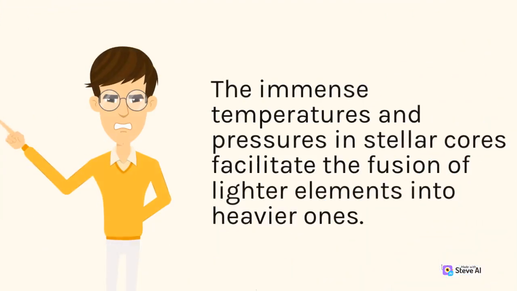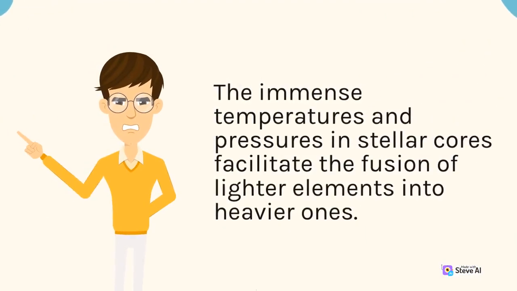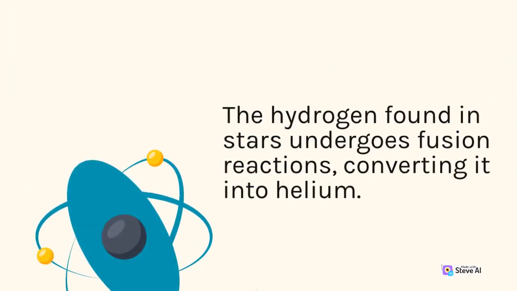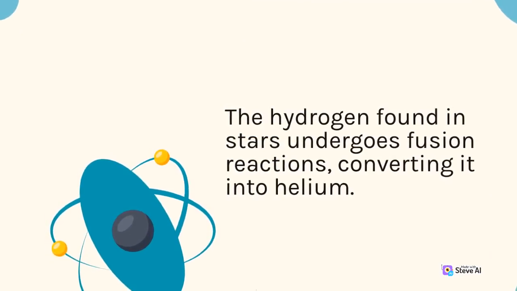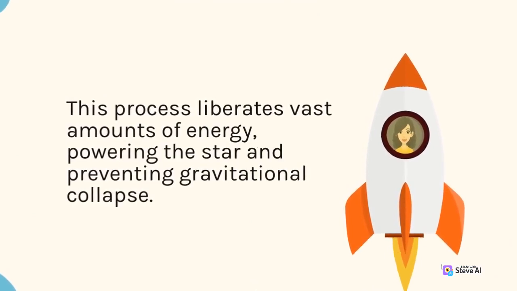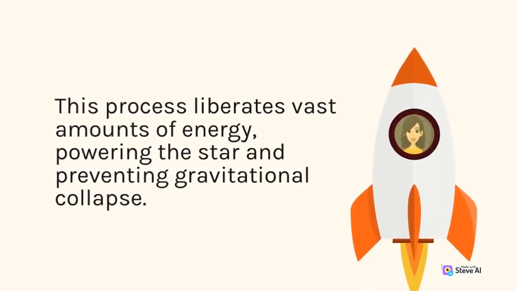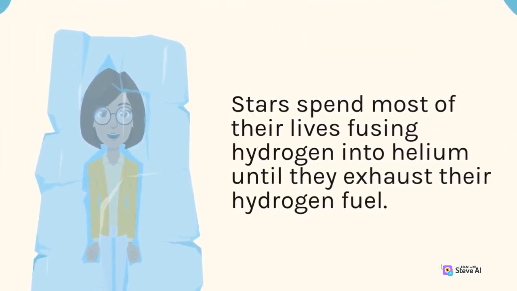The immense temperatures and pressures in stellar cores facilitate the fusion of lighter elements into heavier ones. The hydrogen found in stars undergoes fusion reactions, converting it into helium. This process liberates vast amounts of energy, powering the star and preventing gravitational collapse. Stars spend most of their lives fusing hydrogen into helium until they exhaust their hydrogen fuel.